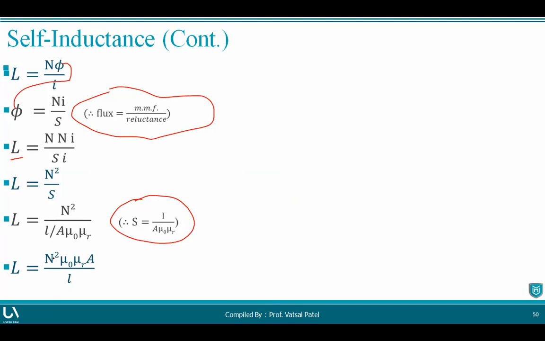So now after these equations and the derivation, for L you can use any equation: L is equal to N phi by I, or L is equal to N square by S, or you can directly go with L is equal to N square mu 0 mu r into A divided by L.